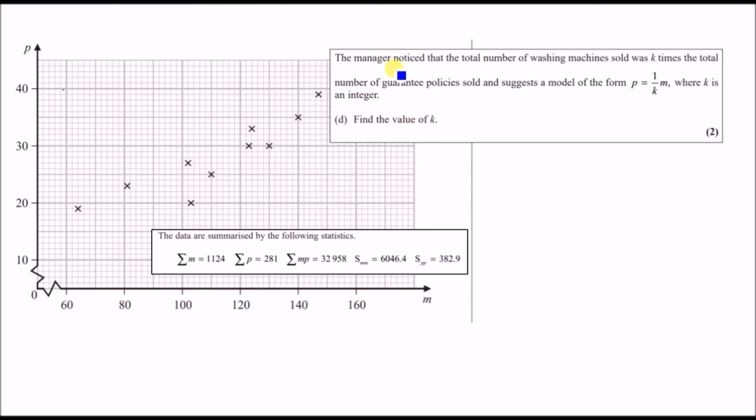So the manager noticed that the total number of washing machines sold, so this is the sum of M, was K times the total number of policies sold, so this is the sum of P. And suggest a model in this form: P equals 1 over K times M. K is an integer. Find the value of K.